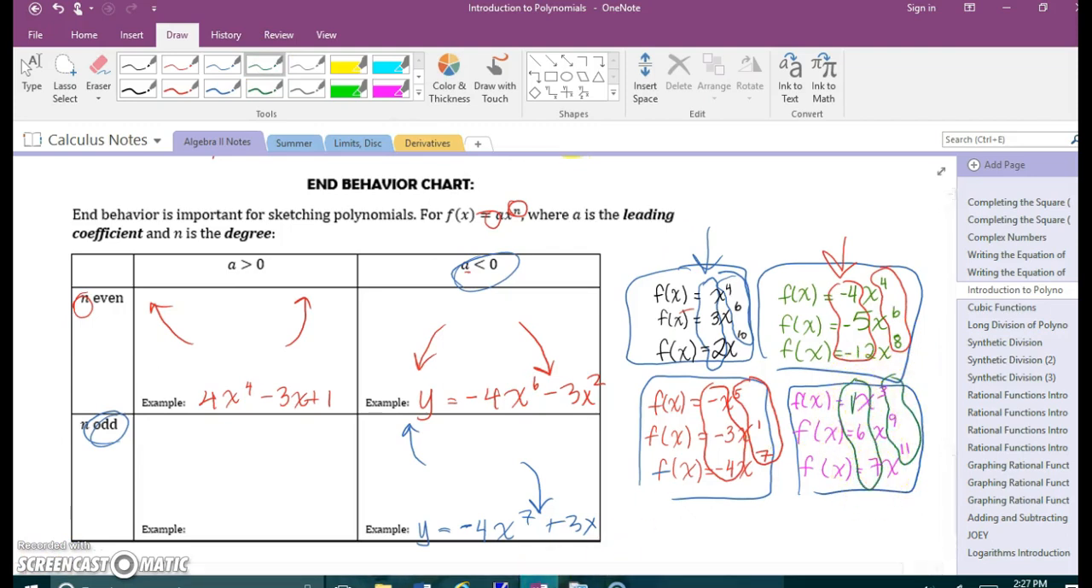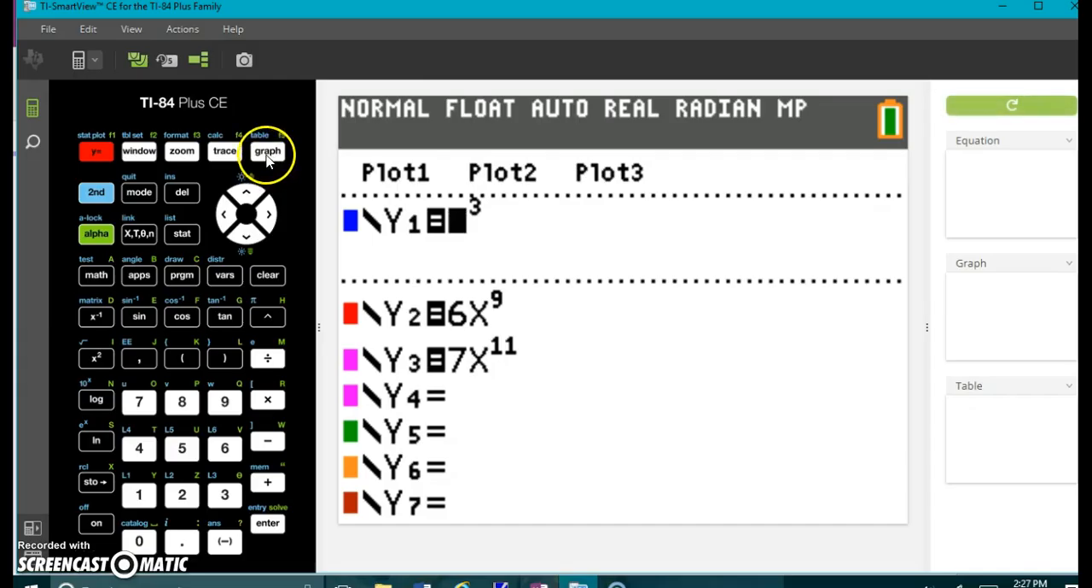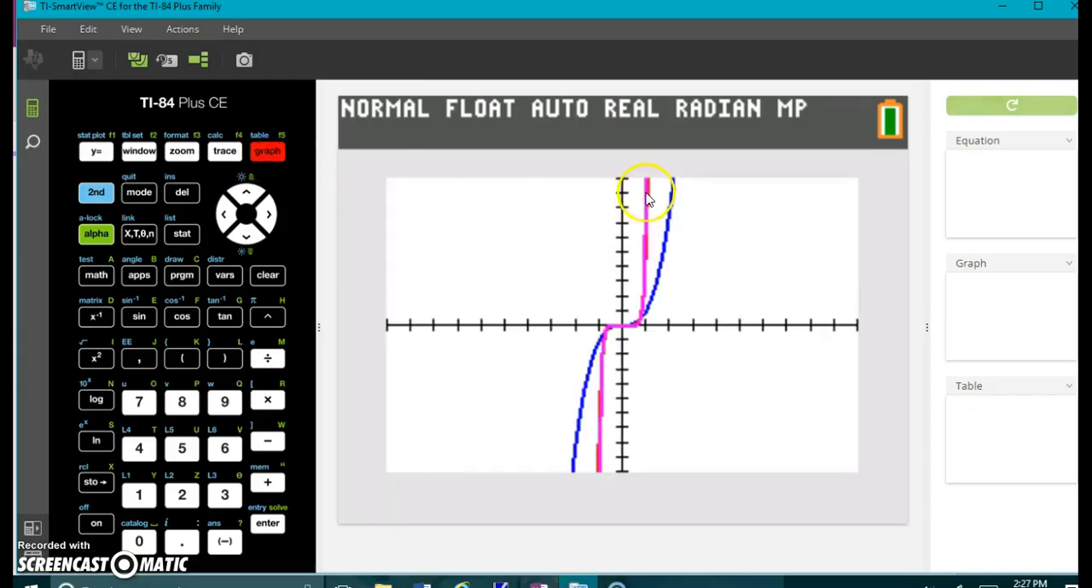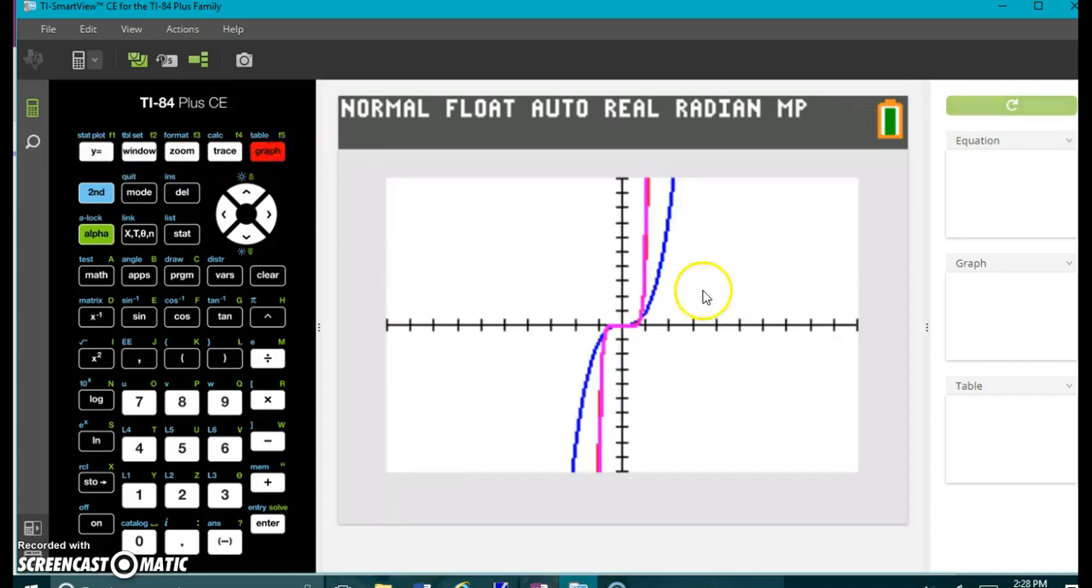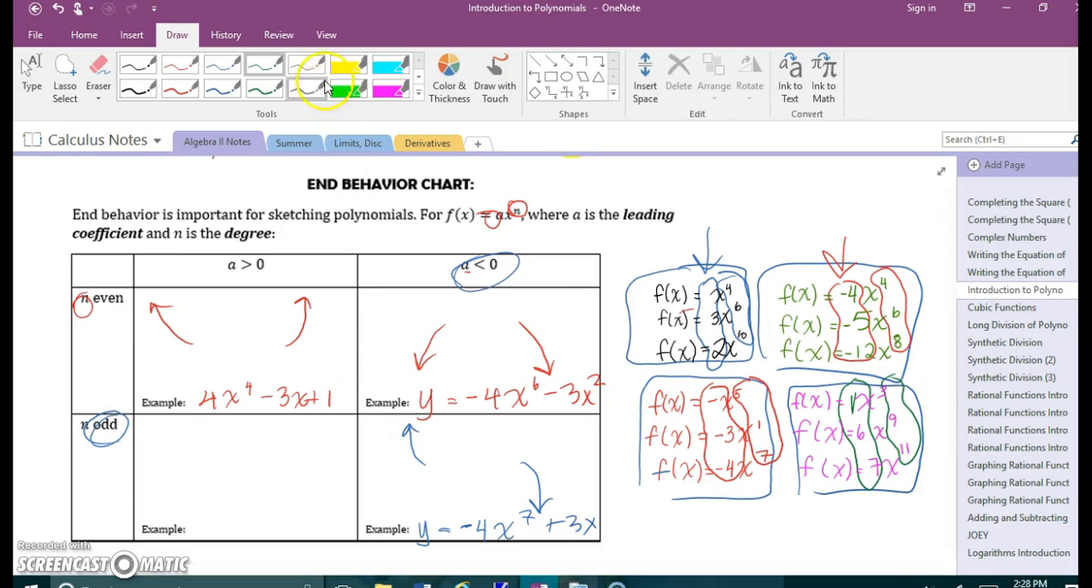That one's a 1. So if I go to my calculator, I have degrees 3, 9, and 11. And it's going to graph. Notice these two, the pink and the red, are so similar that you can barely tell them apart. And the blue one, which has the smallest degree, is slightly less steep here. So again, towards the left it's going down, towards the right it's going up. So I have an odd degree with a positive leading coefficient. Towards the left it goes down and does something in the middle. Towards the right it goes up. And a sample example, I need a positive leading coefficient. Let's do like 5x to the 7 minus 3x squared.